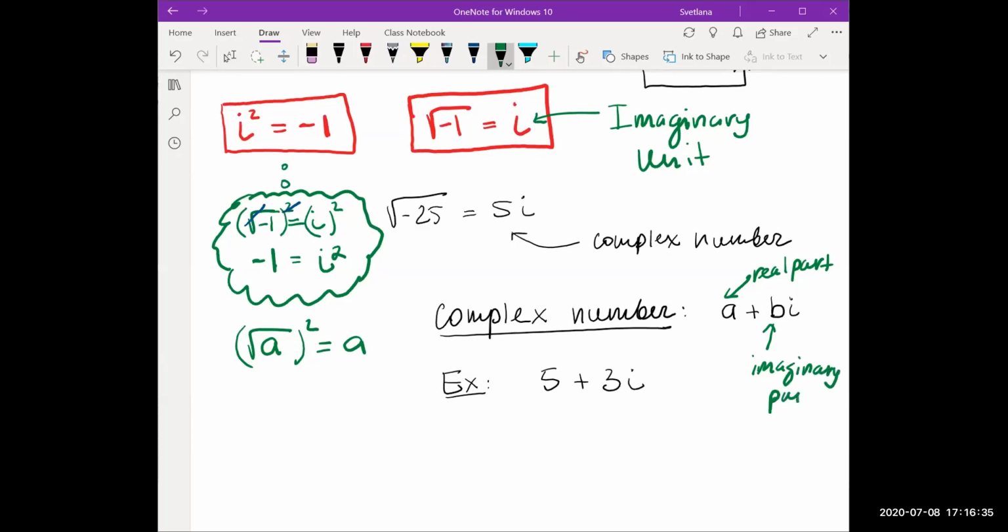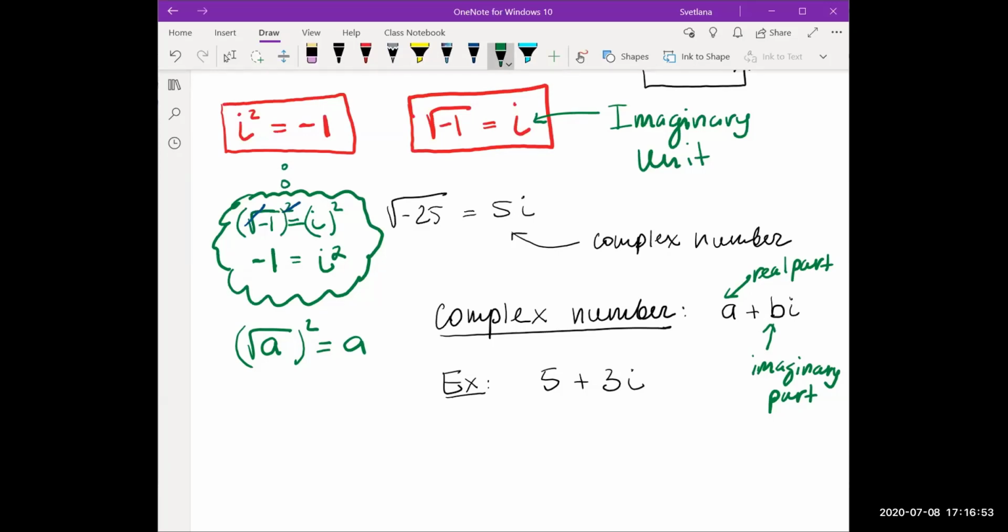Imaginary part, and that's the one that's with an i. So 5 plus 3i: 5 is the real part, 3 is the imaginary part. All together it makes a complex number, 5 plus 3i.